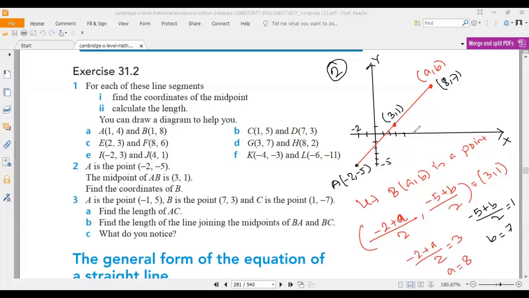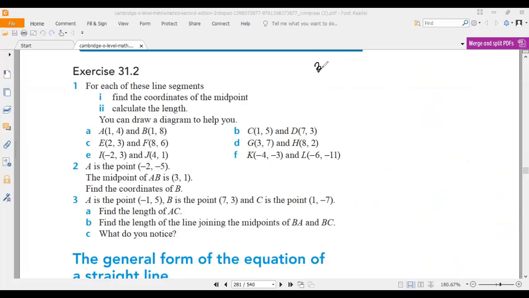Okay, 3, 4, 5, 6, 7, 8. 3, 2, 3, 4, 5, 6, 7. Okay, (8, 7). This is a very simple one. So what will be the final answer? We will write: (8, 7) is the required point. Simple. Now, question number 3.